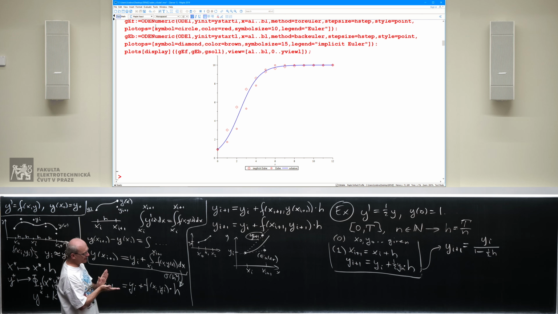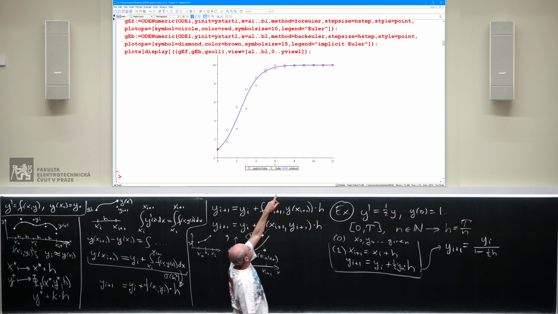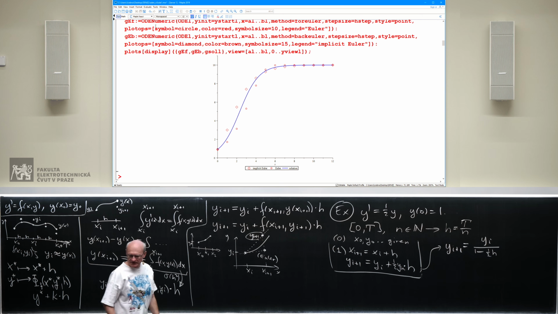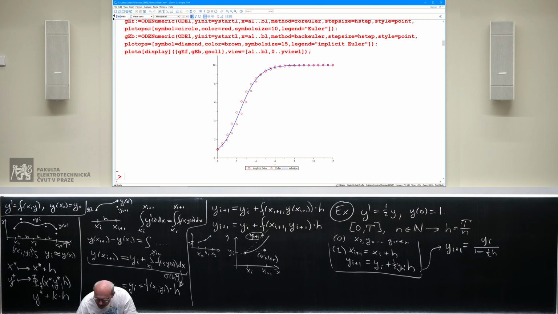Euler, implicit Euler, they go like that, and then they go like that. But they both focus and get close to the logistic growth. And if I decrease the step size, we should see improvement. Okay, yeah, we do. So much for the implicit Euler method.